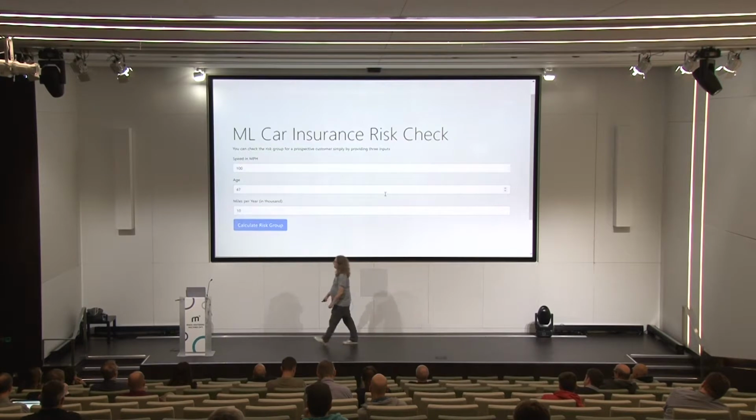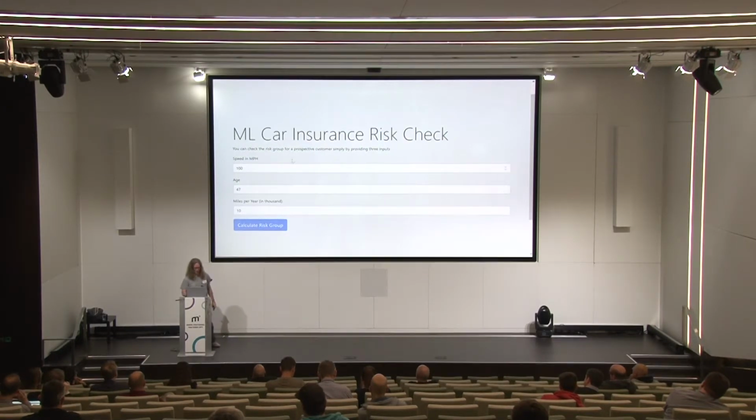And what you want to do is you punch in the speed of the car. 100 seems reasonable. Age is 47, that's my age. 10,000 kilometers per year is driven. And then you calculate the risk group.